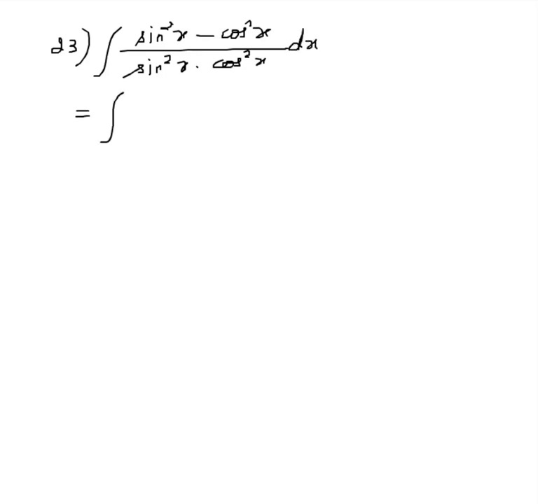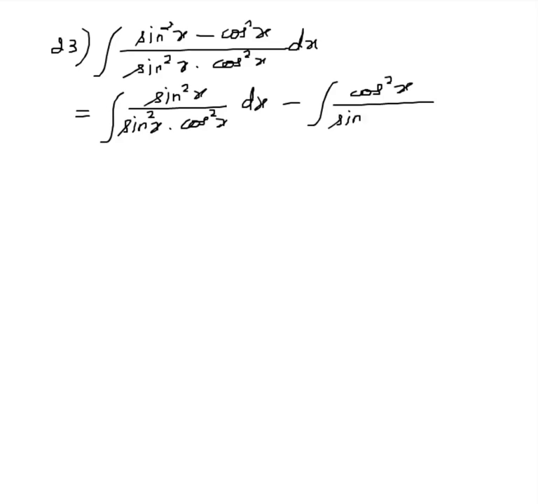Question 23. Integral sine square x minus cos square x divided by sine square x into cos square x dx. This is an easy question. Let us separate the terms. Sine square x divided by sine square x times cos square x dx. This is the first term, and the second term is cos square x divided by sine square x times cos square x dx.